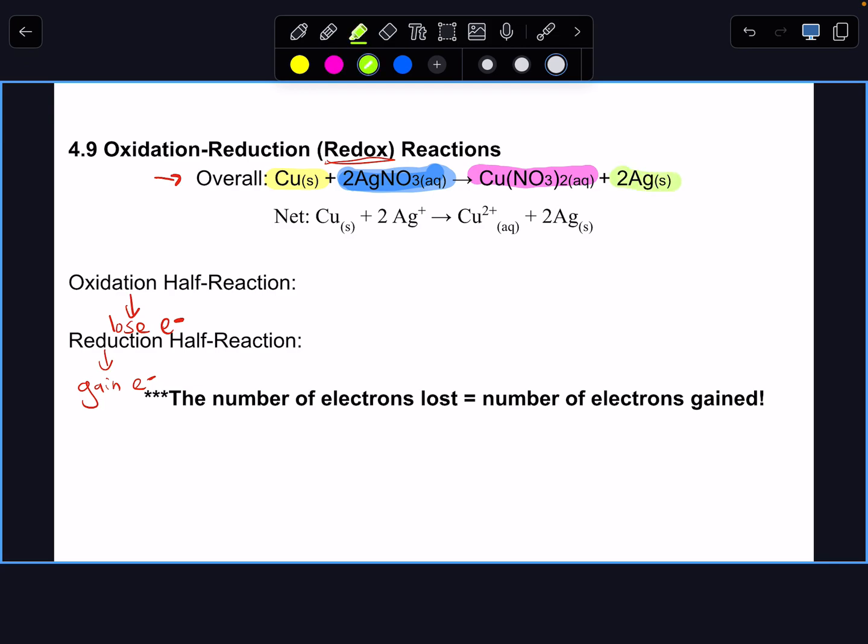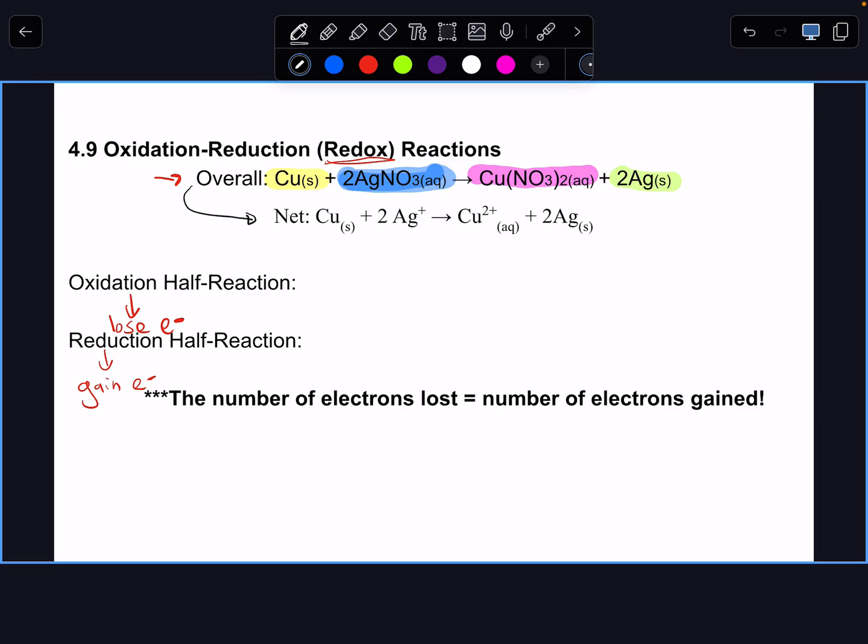Yeah, so we should see some solid silver be made. Okay, now let's do our half reactions and then we'll do the demo. Okay, so this right here, everyone notice we just went from the overall to the net by removing the nitrate because it's not playing a role in the process. Right, it's one of our spectator ions.